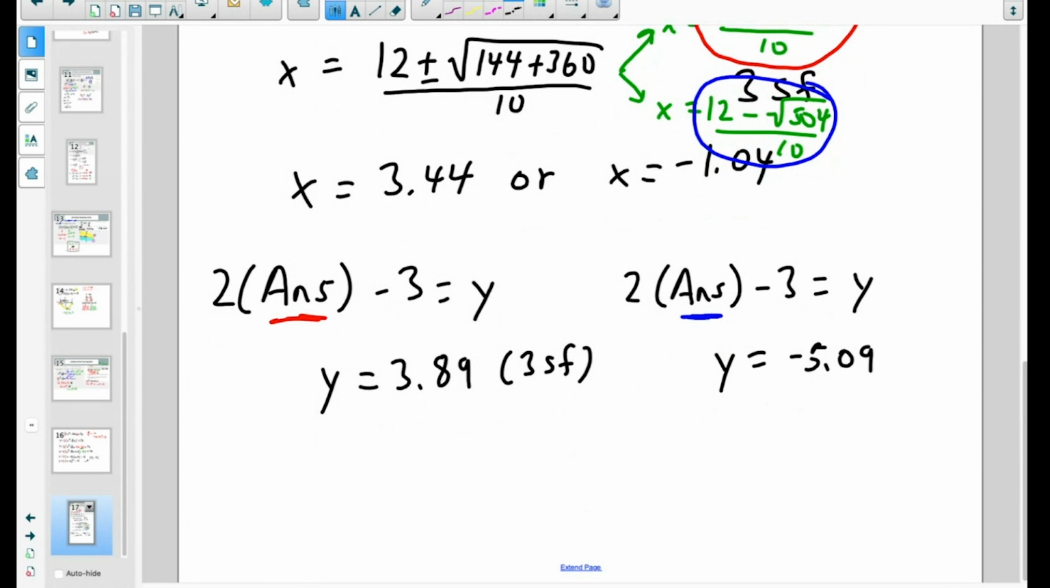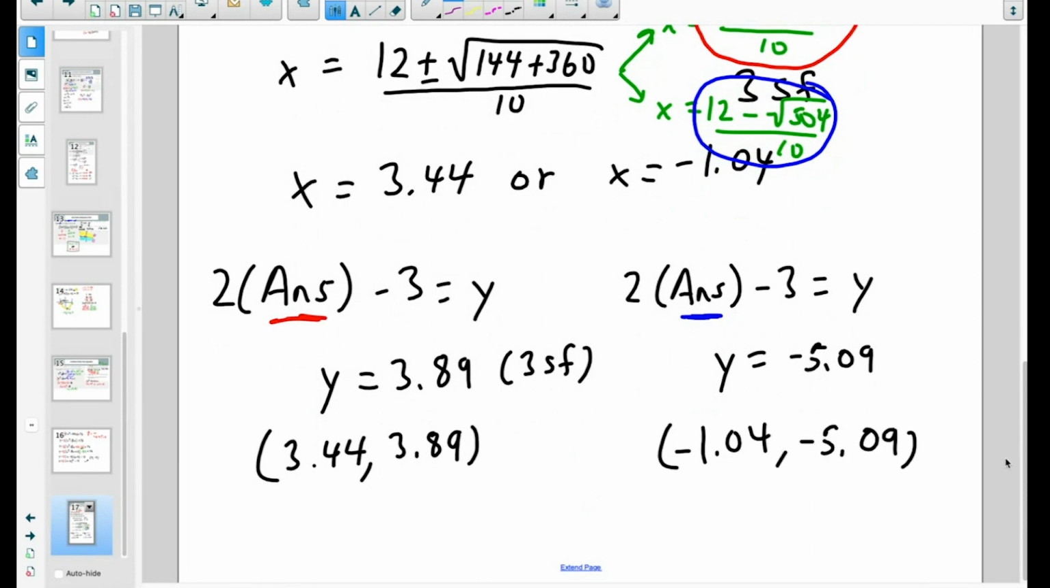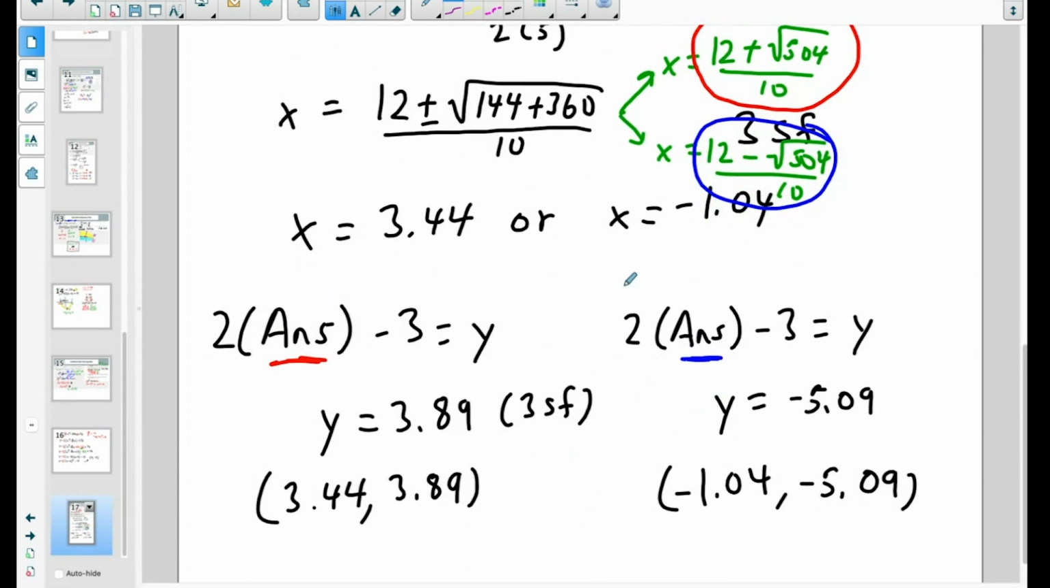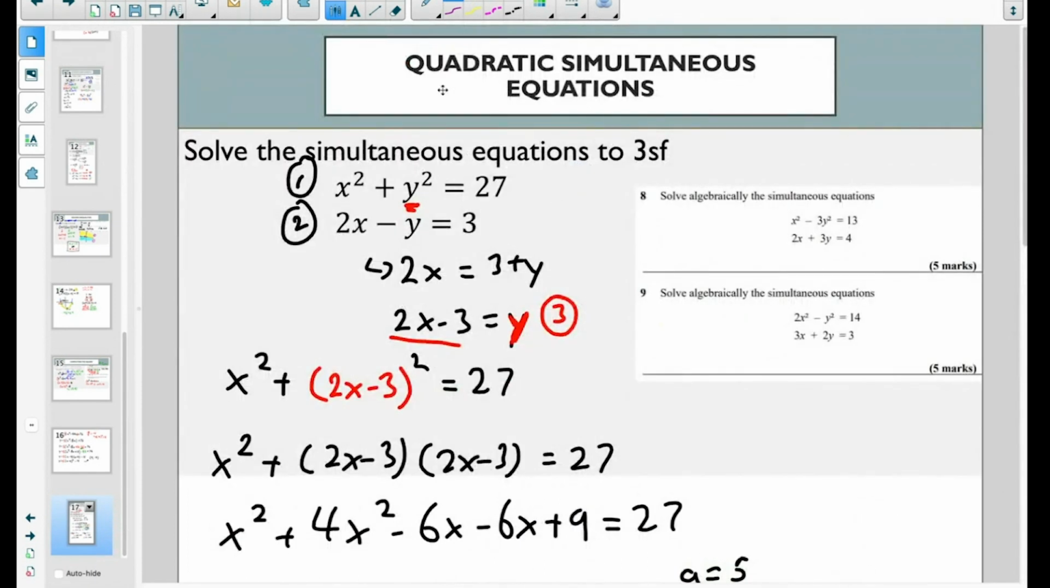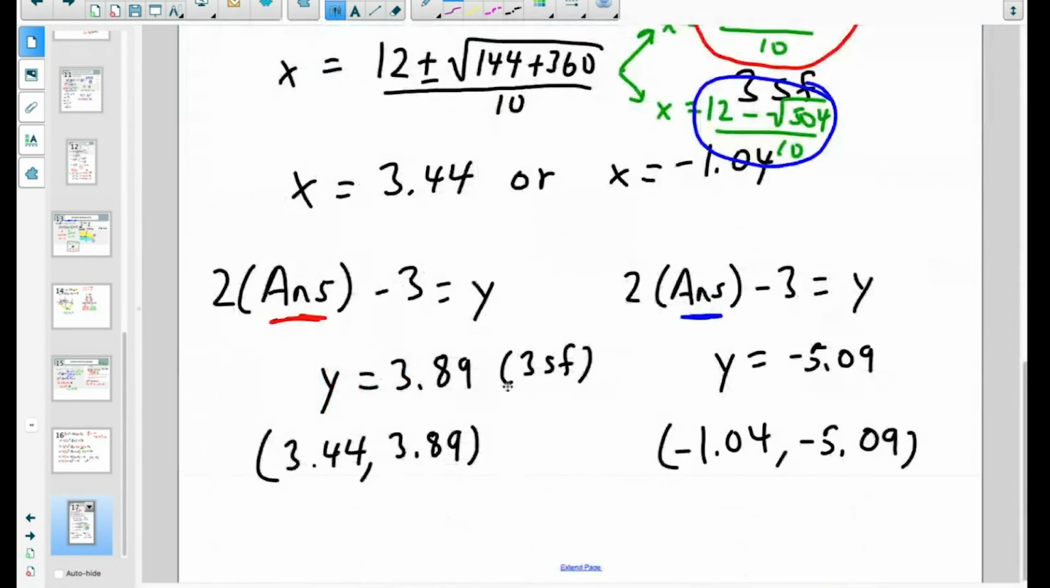Okay, so we can wrap it up nicely. We can say that our solution, or our coordinates, are just going to be 3.44, 3.89, and negative 1.04, negative 5.09. Again, that's depending on what the question itself is asking for. It might just be happy with you stating x, y. Sometimes it asks for a coordinate. But really, I would say that most quadratic simultaneous equations are going to look just like this. There's not going to be much more to it. Typically, they're going to be worth, I would probably say, 5-6 marks, depending on the difficulty of the question.